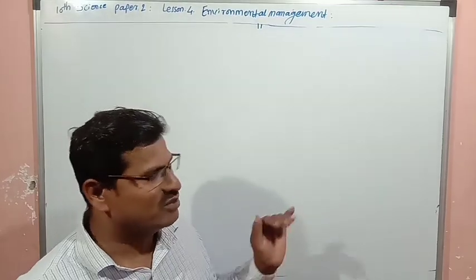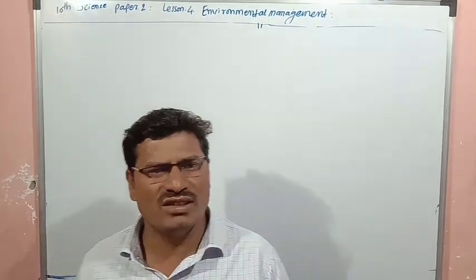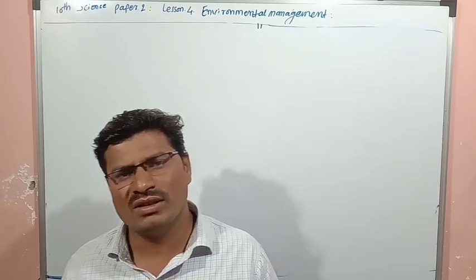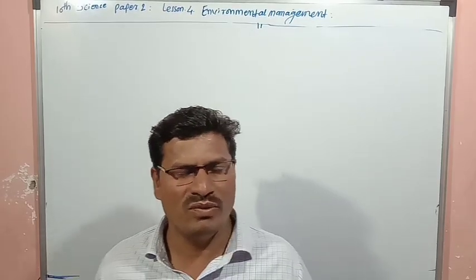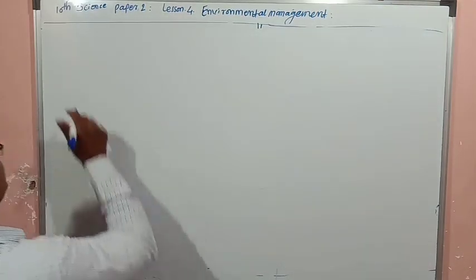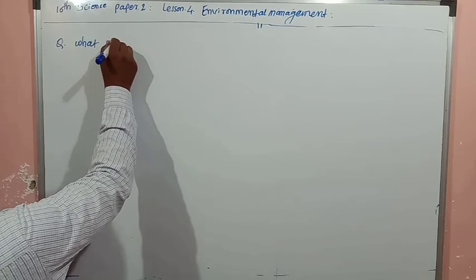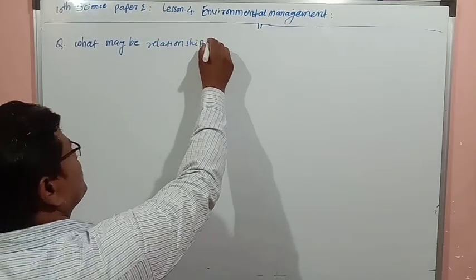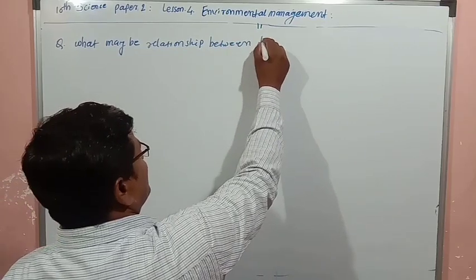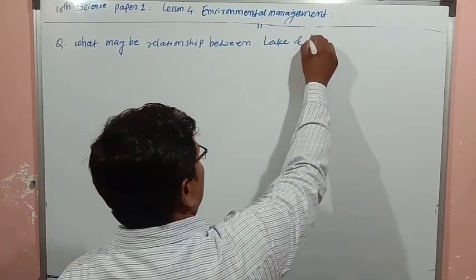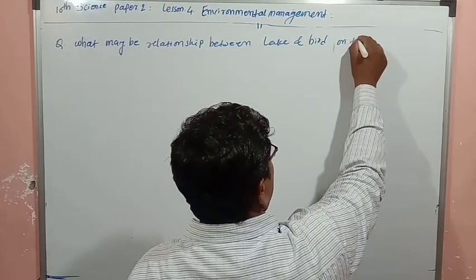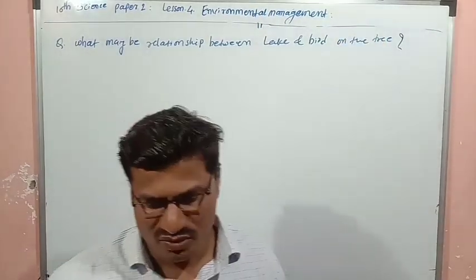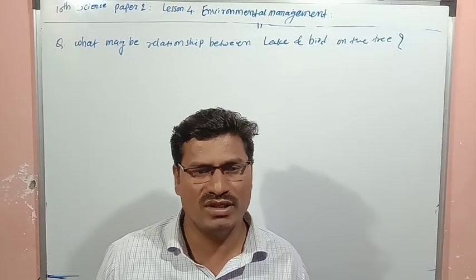After consumers, the next question is related to one bird. The question is: what may be the relationship between a bird and the tree on which it is present, and what does it suggest? An important thing is there.